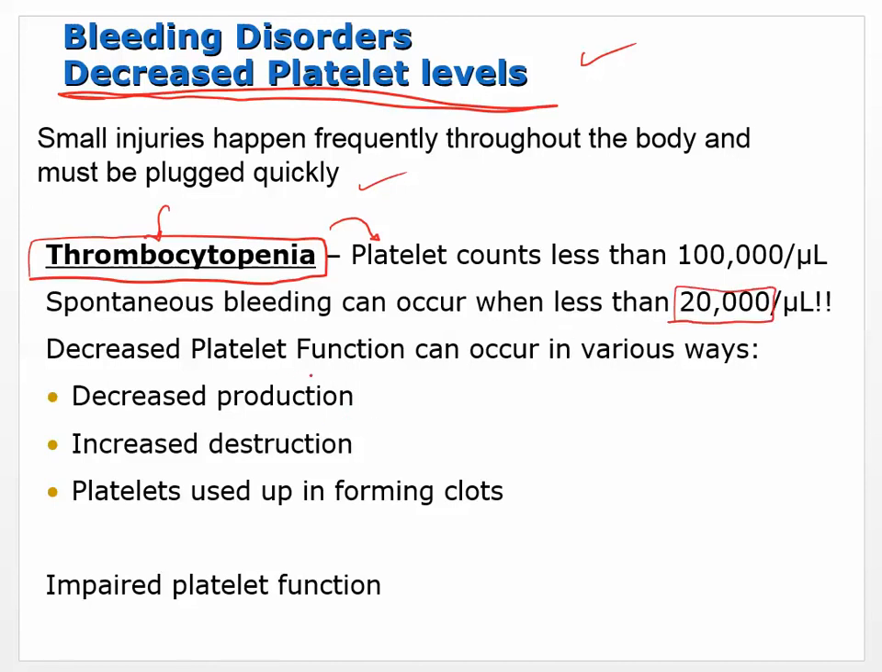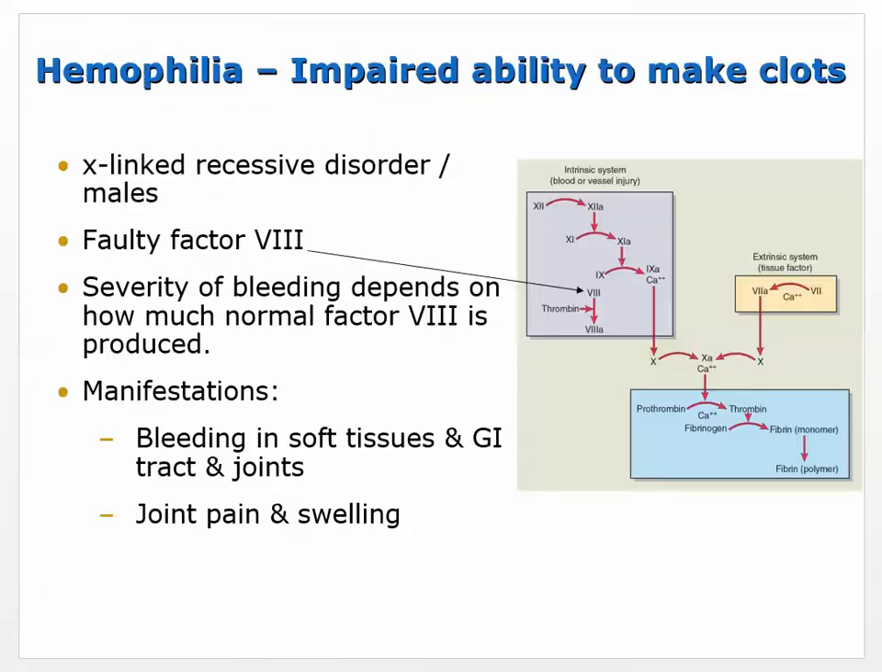And so decreased platelet function in general can be caused by you don't produce enough, you destroy too many, or they're used up in forming clots. Okay? Either way, you're not getting the function which is clotting. So if you form a bunch of clots and you don't have any platelets left over, then you're going to have a more difficult time forming more clots.